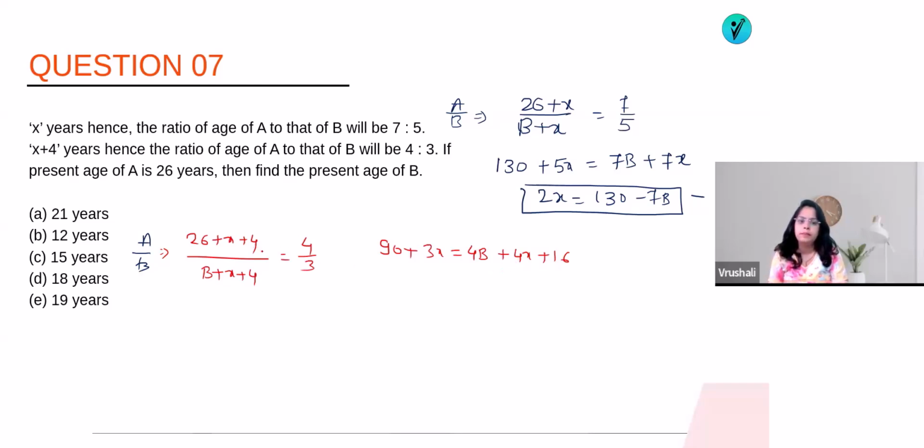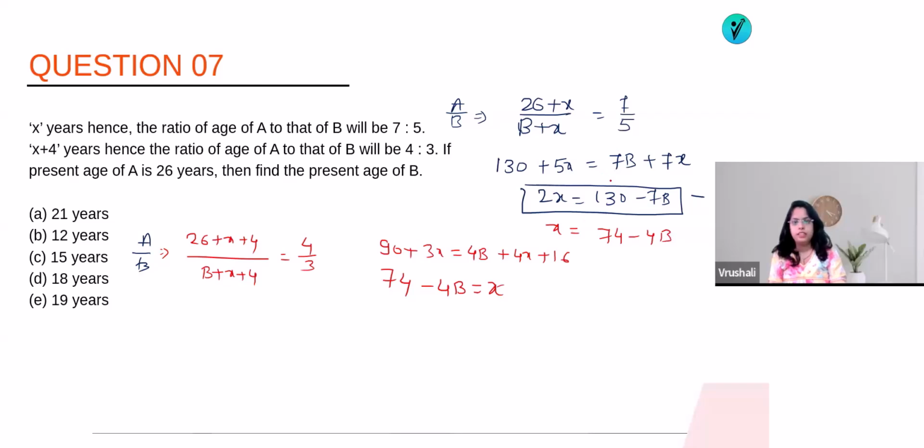Is it okay? 26 plus 4 will be 30. Yes, that is true. 3 3s are 90. Correct. So 90 minus 16 will be equal to what? 74 minus 4b is equal to 4x minus 3x. So we will get the second equation. X is equal to 74 minus 4b.